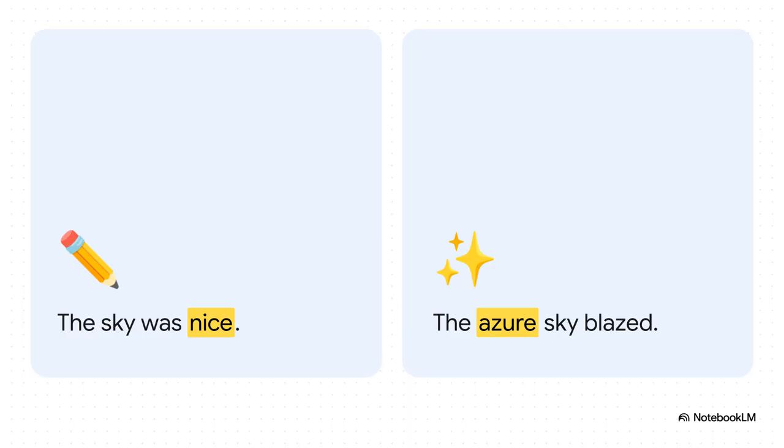First up, the lesson hammers home the power of revision. Check this out. We see simple, kind of boring phrases like, "the sky was nice," get transformed into, "the azure sky blazed." This isn't just about using fancy words, no way. It's about making you feel something, creating a real impact. The big takeaway here? Every single word matters.